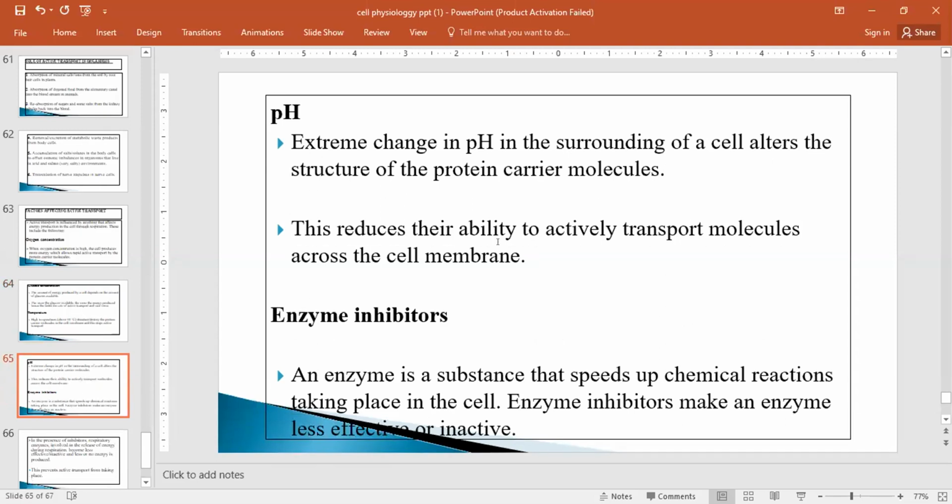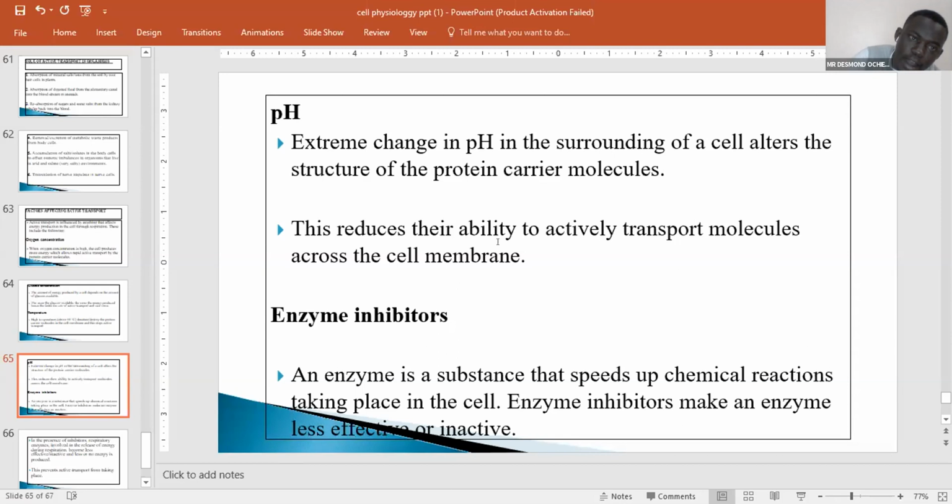Another factor that affects the rate of active transport is pH. Extreme changes in the pH of the surroundings of a cell alter the structure of the protein carrier molecules. This reduces the ability of the protein carrier molecules to actively transport molecules across the cell membrane.